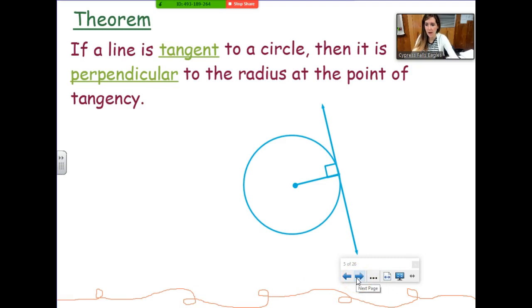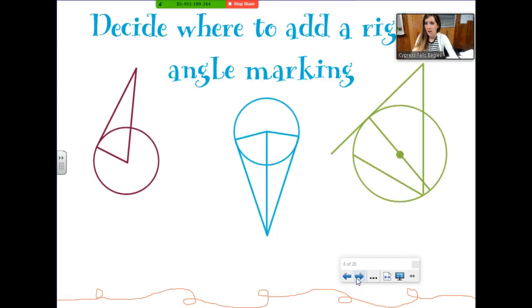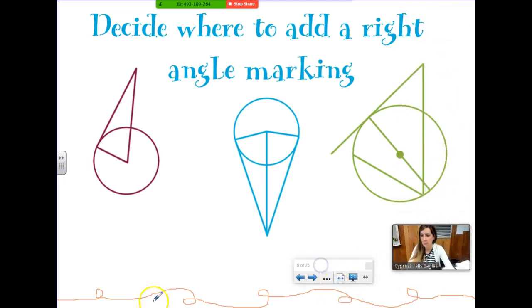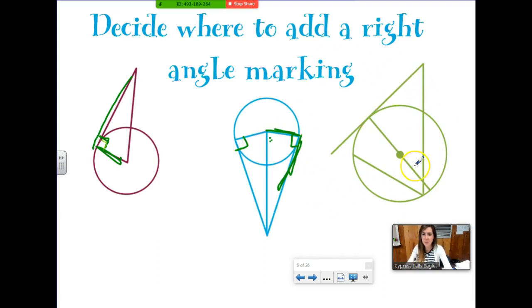So let's try this theorem out on a couple of examples. Decide where to add a right angle marking. So that's what is tempting to do, and we accidentally do that sometimes. Change that last annotation. Okay, erase that green one. So the theorem says where a radius meets a tangent line, you get a right angle. And in this blue picture, it's tempting to put it here, I know, but it's when a radius meets a tangent line, you get a right angle. So that's where they go there, and then good in this picture with the orange. Where a radius meets a tangent line, you get a right angle, or two.